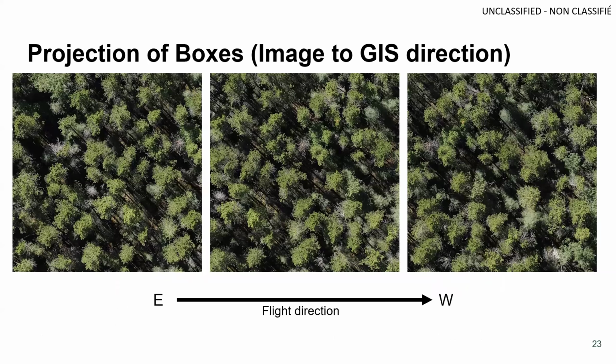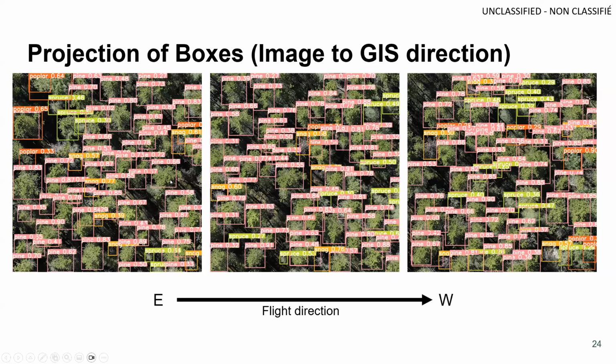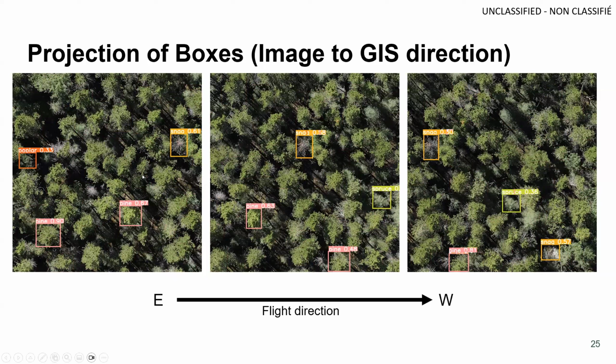Because we use the drone photos and not the ortho, once we do inference, so we apply the model to the entire AOI, we had to project the boxes down to the GIS. So here are the predicted boxes. You see that each box has a label and a confidence score with the likelihood that the box is correct. So let's focus on just a few of them.